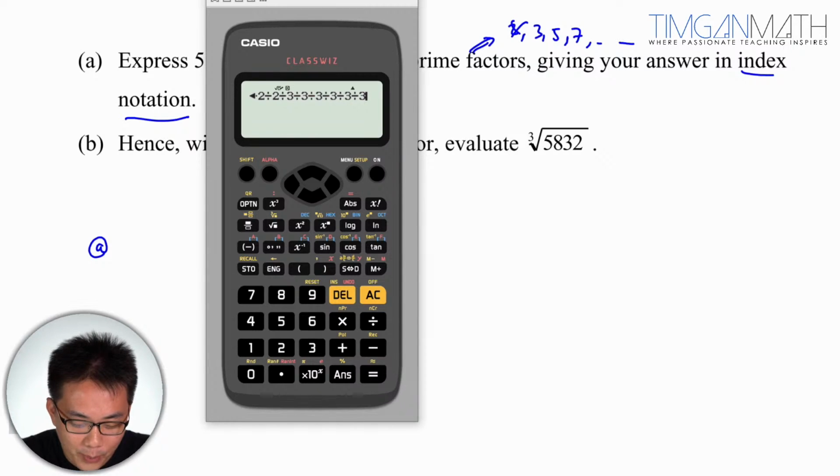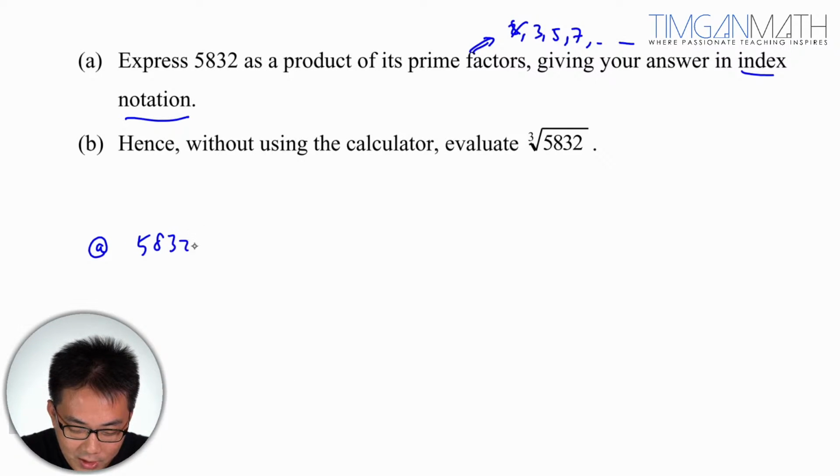It's not too bad, but we have to scroll. So this is 3 2s. So 5832 is actually 2 to the power 3, because we have 2 times 2 times 2. There are 3 2s there.